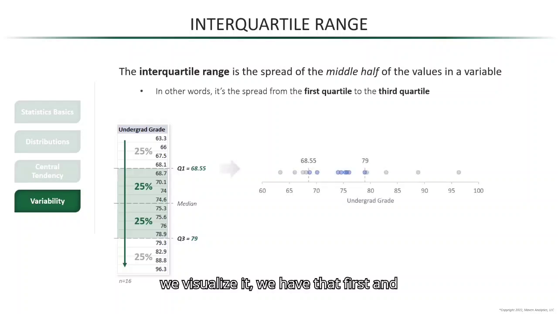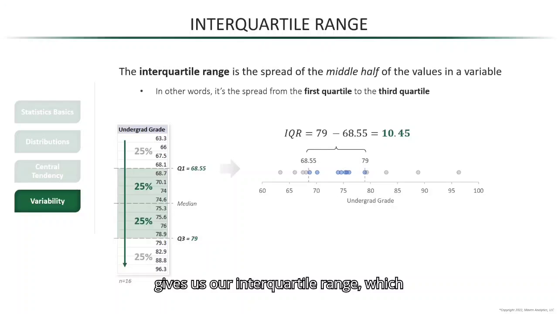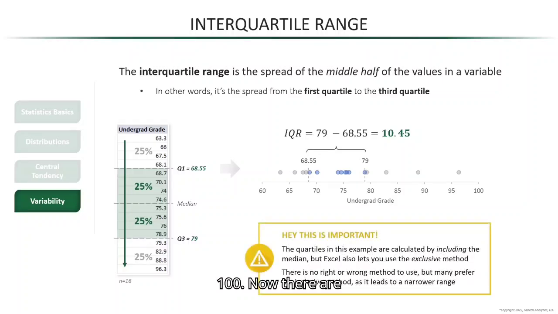So if we visualize it, we have that first and third quartile values here, and this gives us our interquartile range, which is 10.45. Now, this is useful because, for this example at least, it's around 3 times smaller than the total spread, or the range, which, if you recall, is around 30, while still being representative of half the data, and the middle half at that. And it's interesting to see it visualized this way because we can see how it's ignoring those unusually high values close to 100.